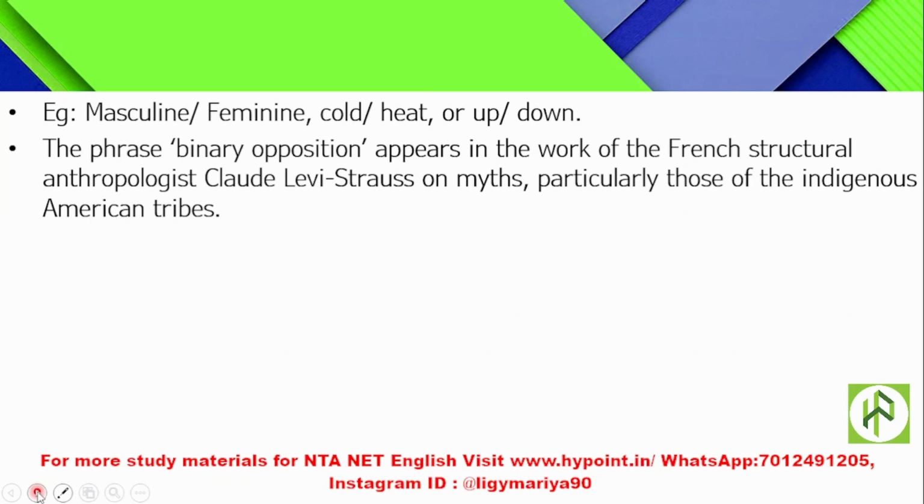Okay, moving on. For example, masculine, feminine, cold, heat, up, down. Most of the time we understand things this way, but it is a problem when you understand genders like this. Masculine is not the exact opposite of feminine, and feminine is not the exact opposite of masculine. When you consider this binary opposition, you only consider heterosexual notions. We are not considering other genders. There are many other genders available, so there is a problem in understanding gender in this binary oppositional way.